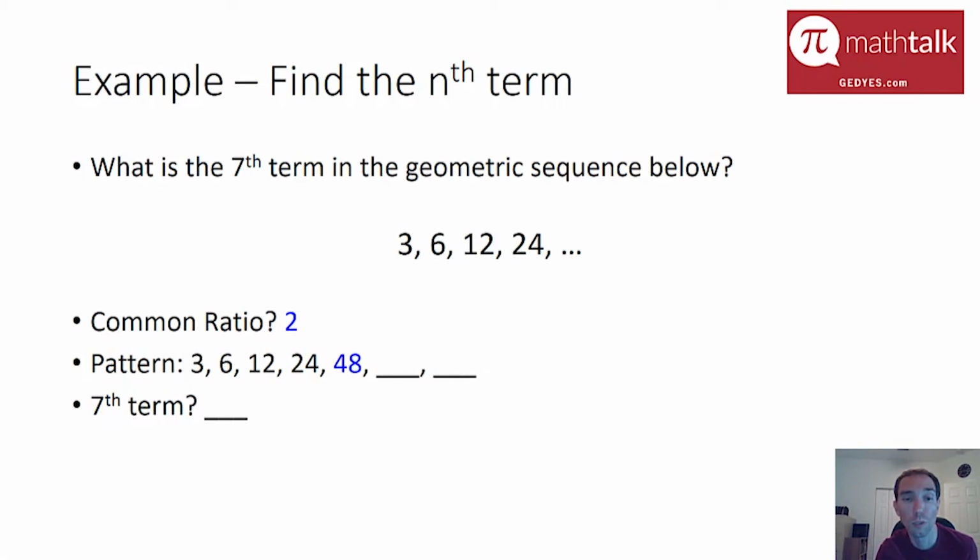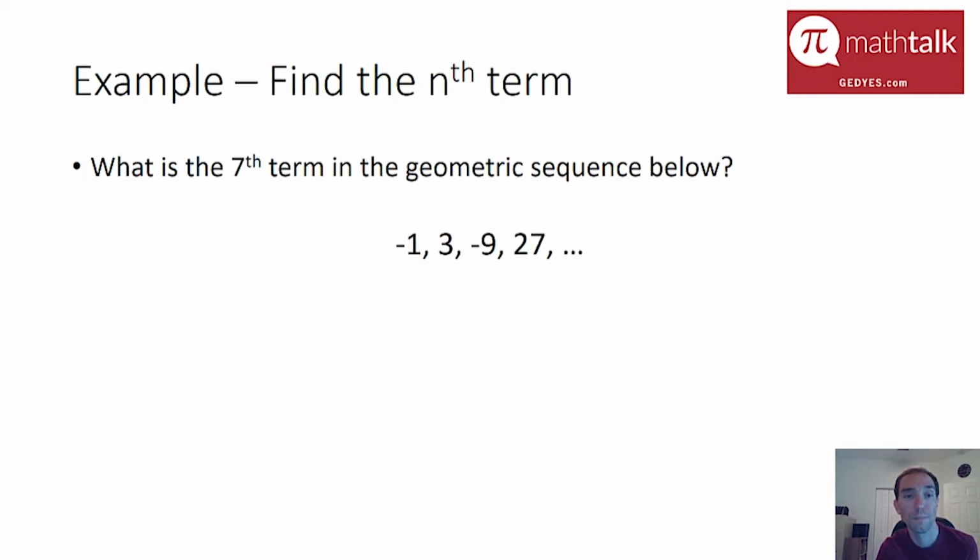So 24 times 2 is 48, times 2 is 96, times 2 is 192, and that happens to be the 7th term in this sequence. Let's look at another example.